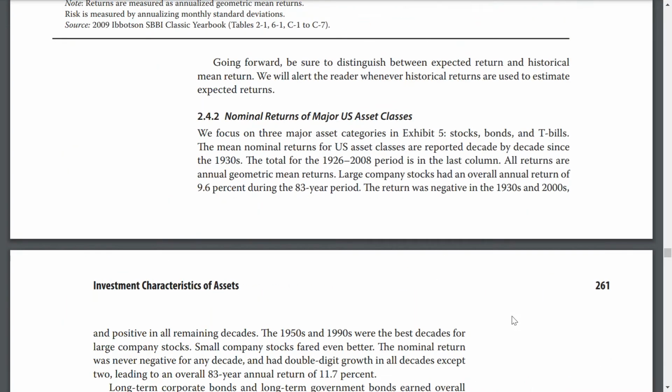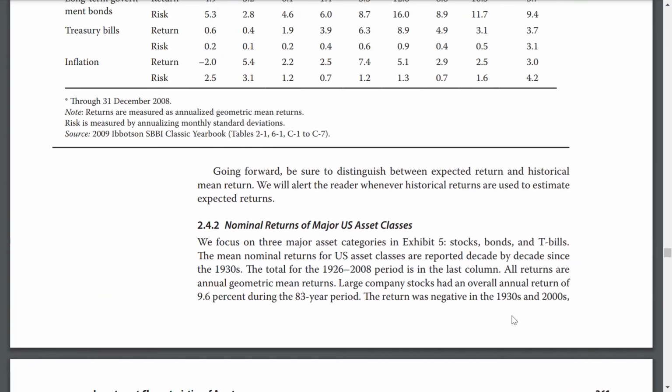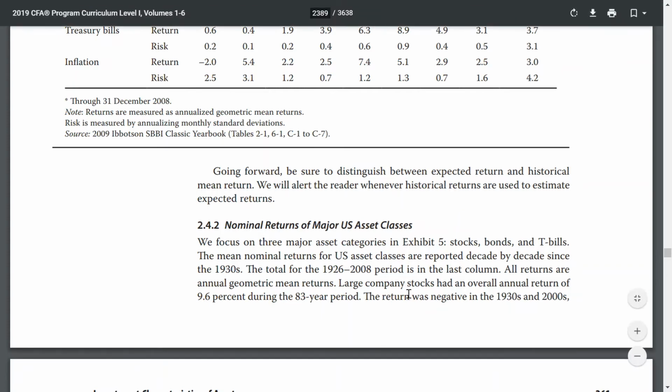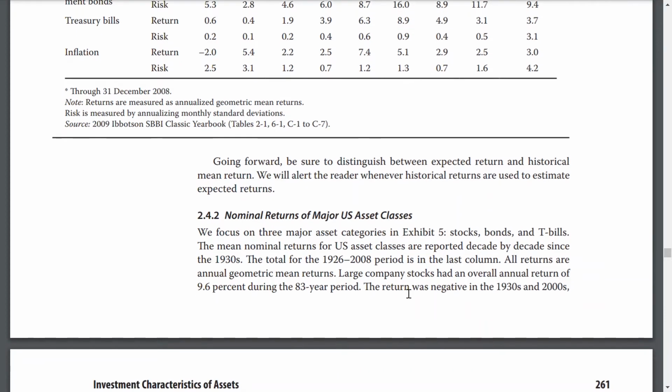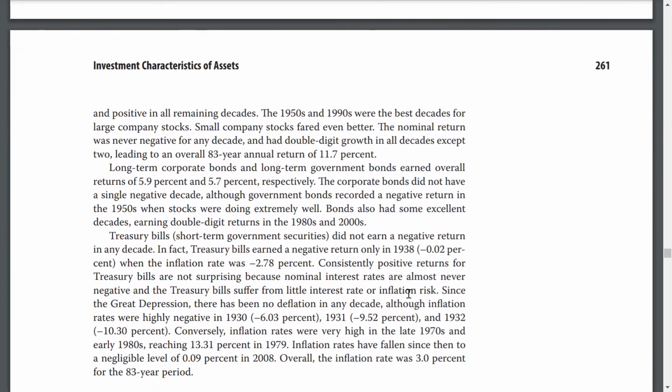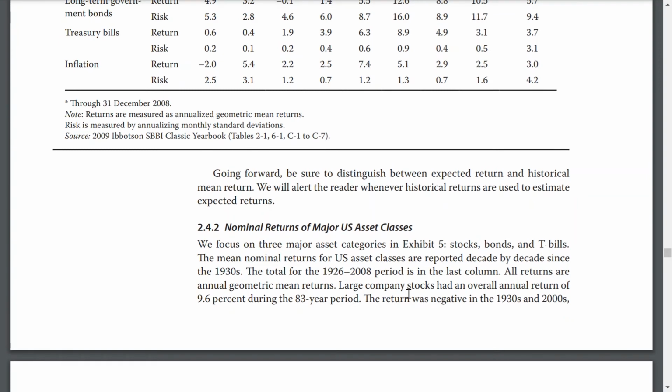Although it is unknown if the historical mean returns accurately represent the expected returns, it is an assumption that is commonly made. Going forward, to be sure to distinguish between expected returns and historical mean returns, we will alert the readers whenever historical returns are used to estimate expected returns. Nominal returns of major U.S. asset classes. We focus on three major asset classes in Exhibit 5: stocks, bonds, and T-bills.